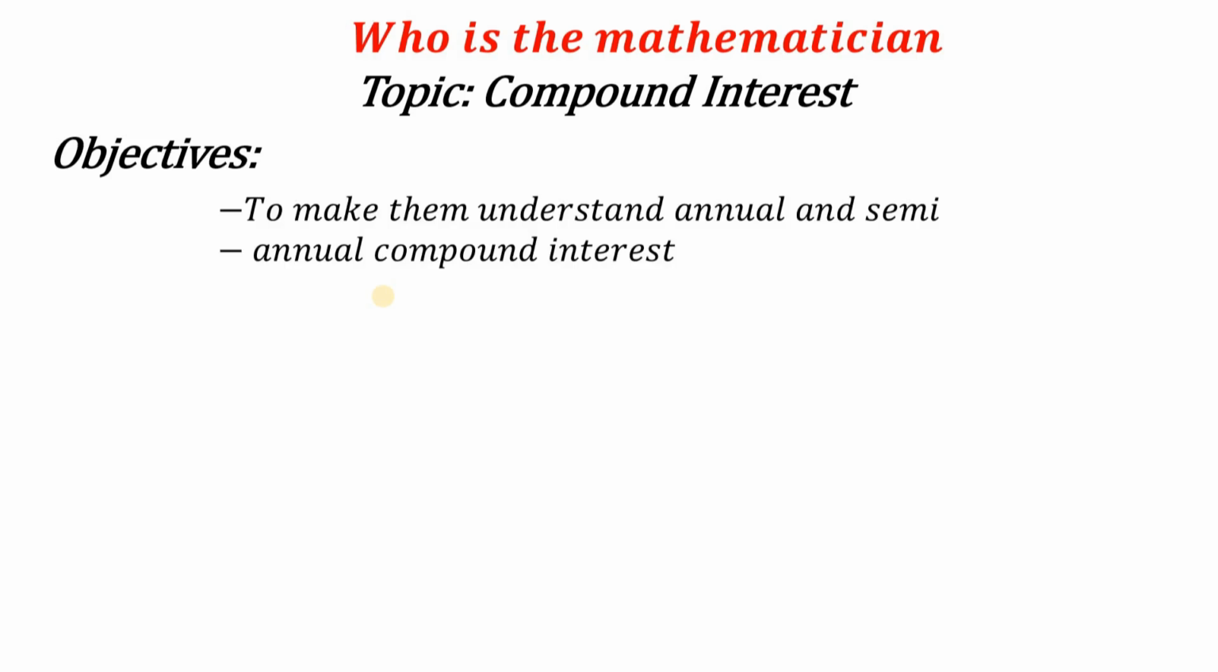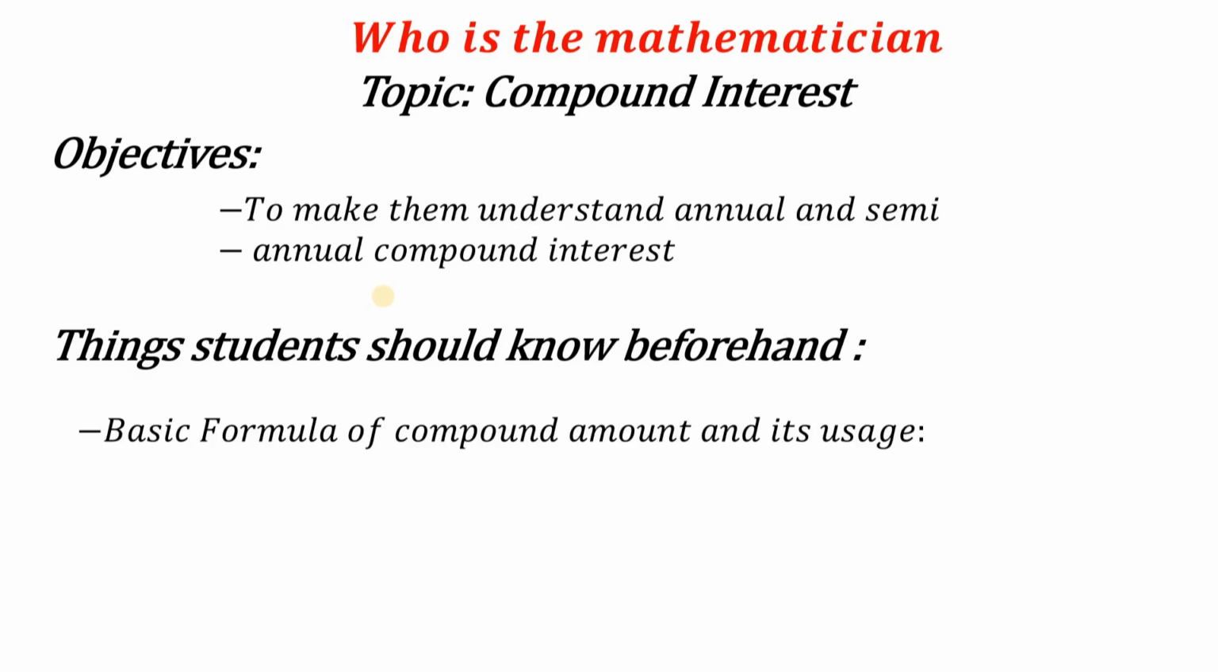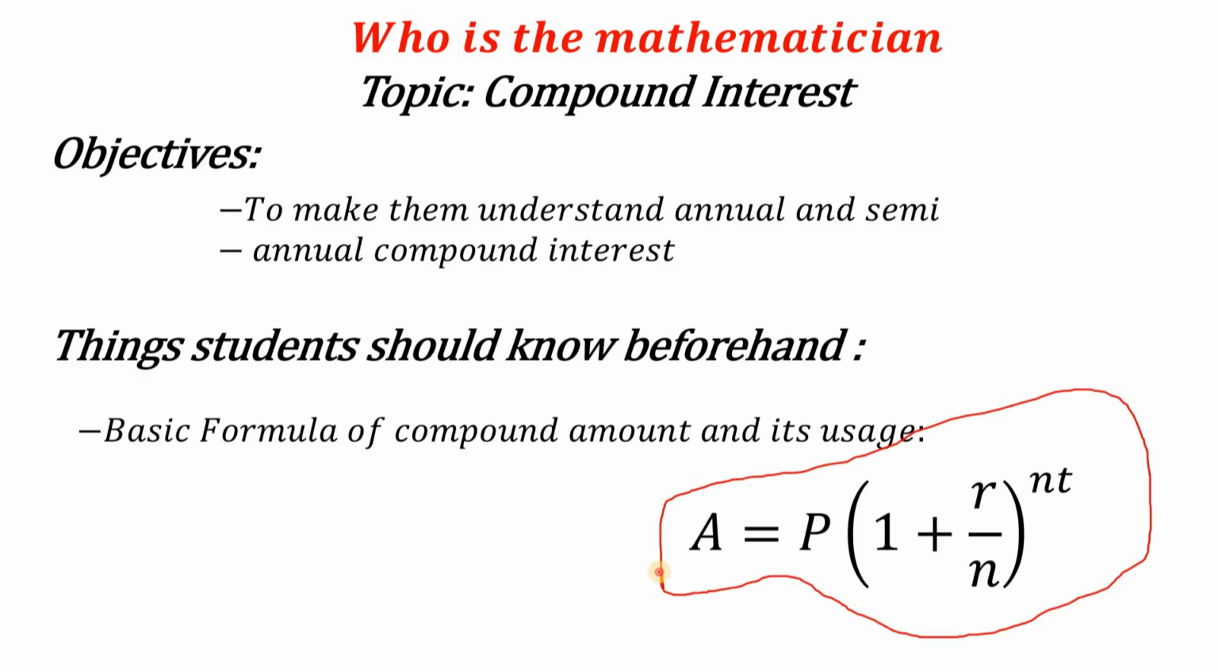So today's topic is who is gonna be the mathematician, and the topic is compound interest. The main objective of this lesson is to make them understand annual and semi-annual compound interest. The things they should know beforehand are the basic formula of compound interest and its uses. By saying the formula, I mean they must understand what the formula is all about and how to put the values in to get the compound amount.